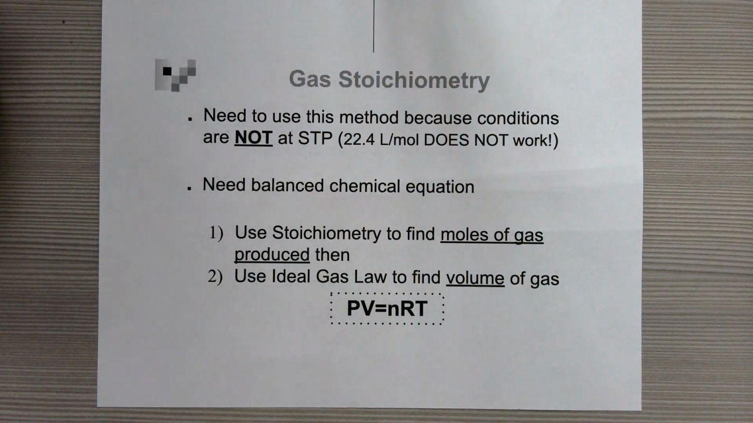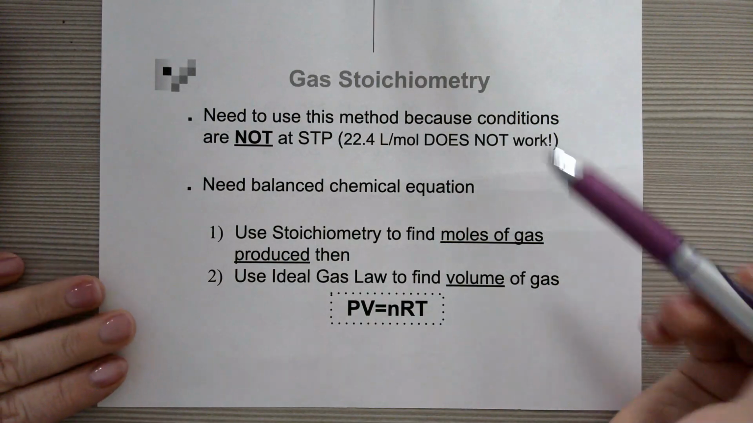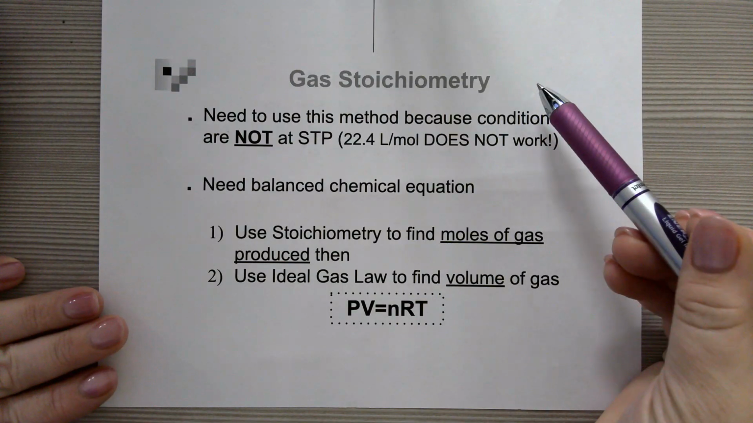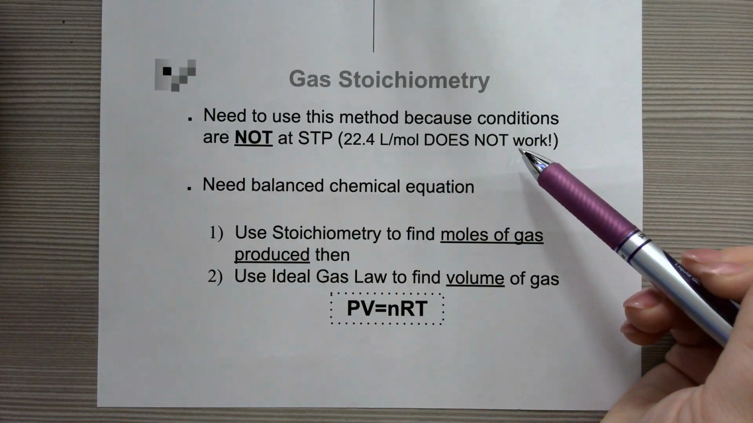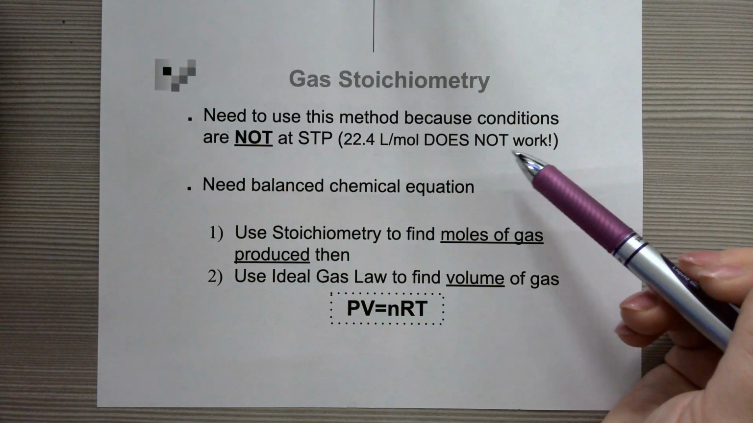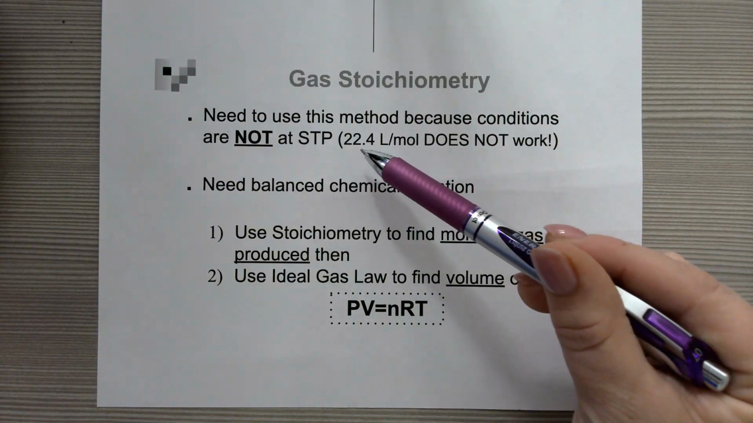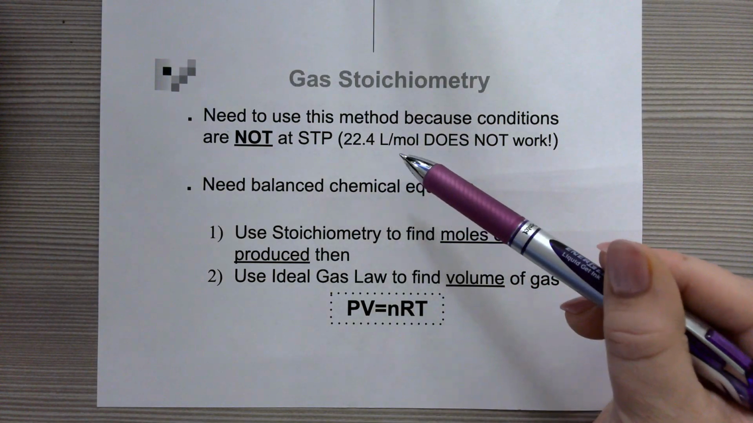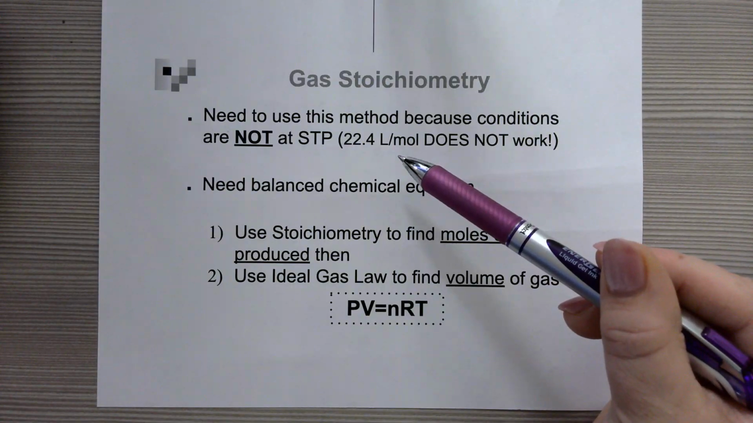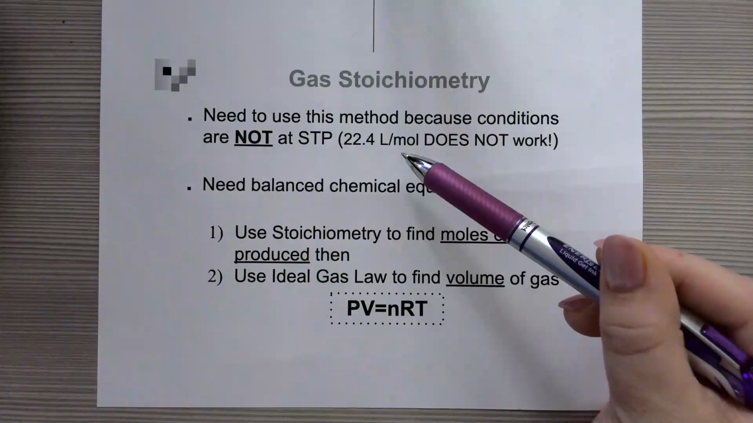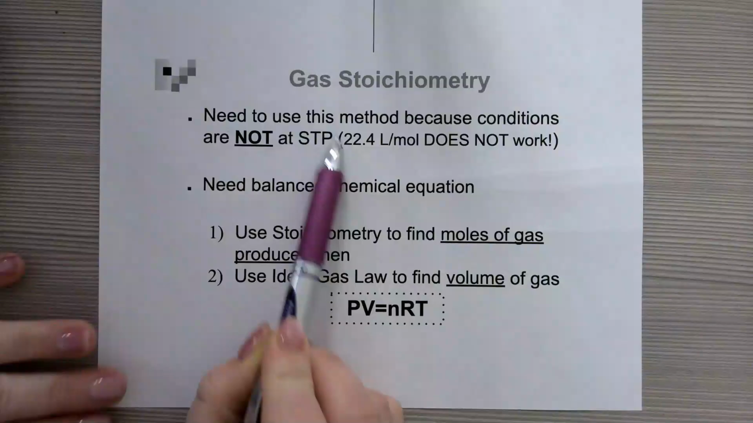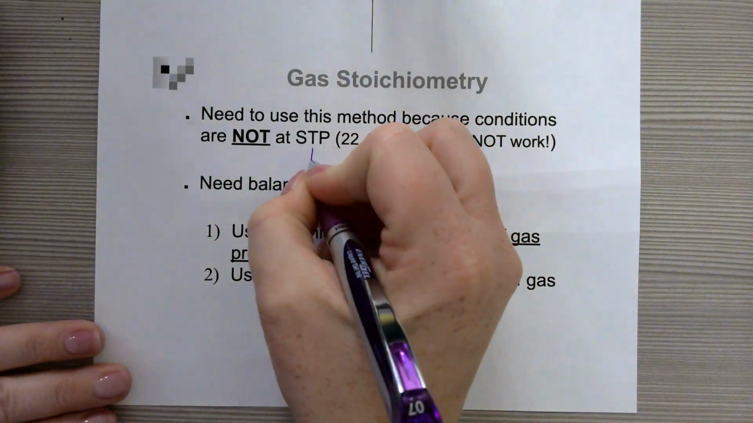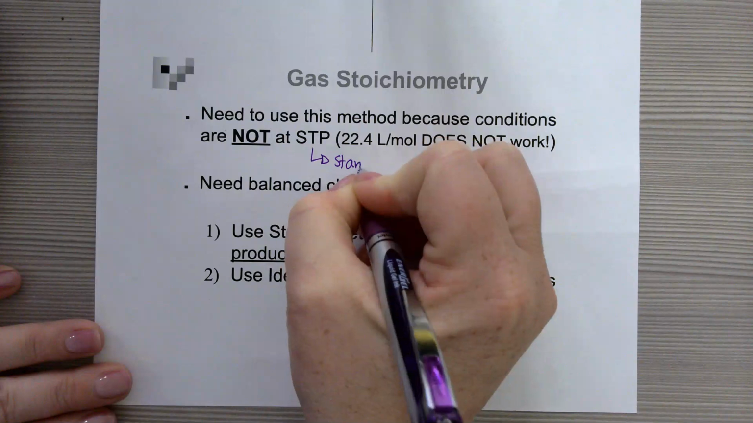Okay, this video is going to be over gas stoichiometry. Now, the reason that we have to do gas stoichiometry, we've kind of already talked about how we can convert gases from moles to liters or liters to moles using this 22.4 liters per mole conversion, the molar volume. But the problem is a lot of times our conditions are not at STP. So remember that STP is your standard temperature and pressure.